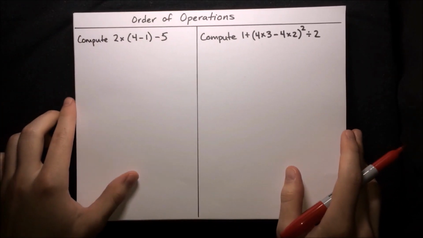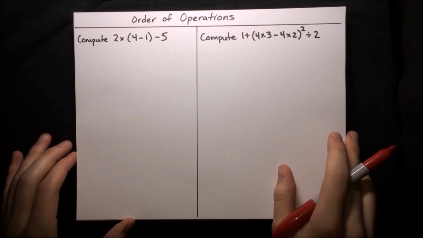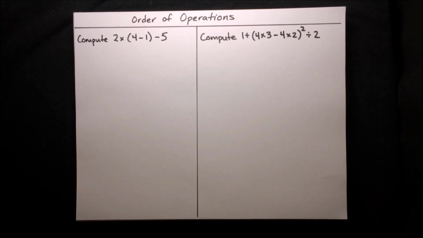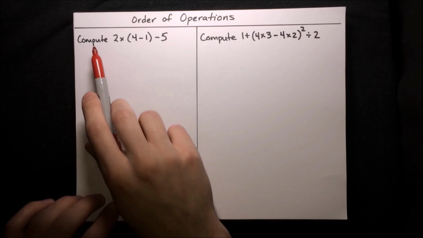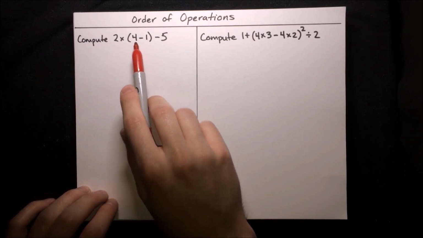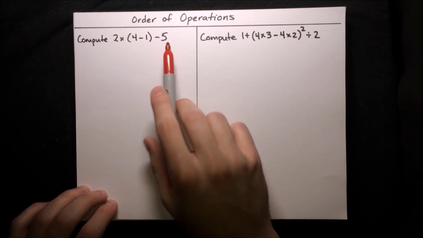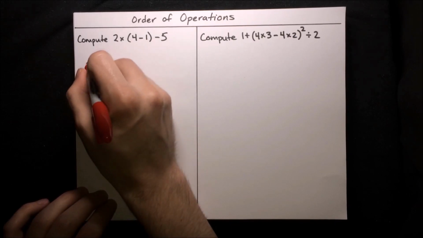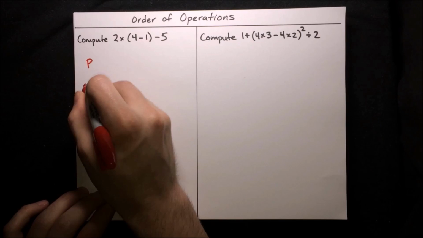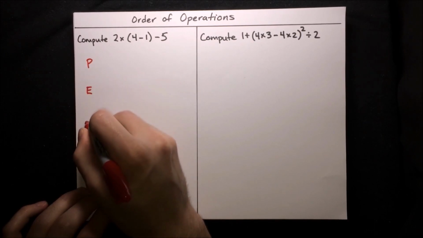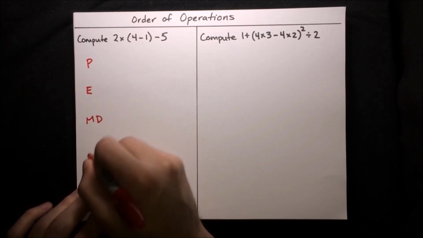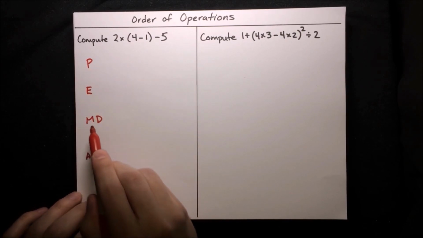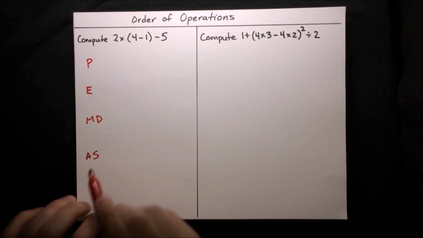Alright, so now that we've seen what the order of operations is and how we should use it, let's go ahead and apply it to solve these two examples. For the first example, we want to compute what is 2 times the quantity 4 minus 1 minus 5. And to do this, we'll use the order of operations. So let's write that down. Please excuse my dear Aunt Sally. Parentheses, exponents, multiplication and division, addition and subtraction.